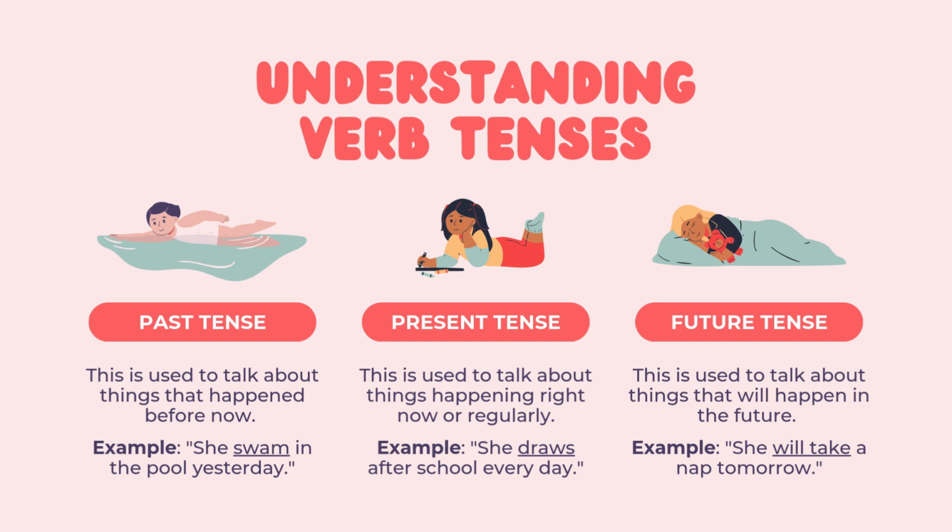Understanding verb tenses. In past tense, what do we do? This is used to talk about things that happened before now. For example, she swam in the pool yesterday. Present tense is used to talk about things that are happening right now or regularly. For example, she draws after school every day. Future tense is used to talk about things that will happen in the future. For example, she will take a nap tomorrow.